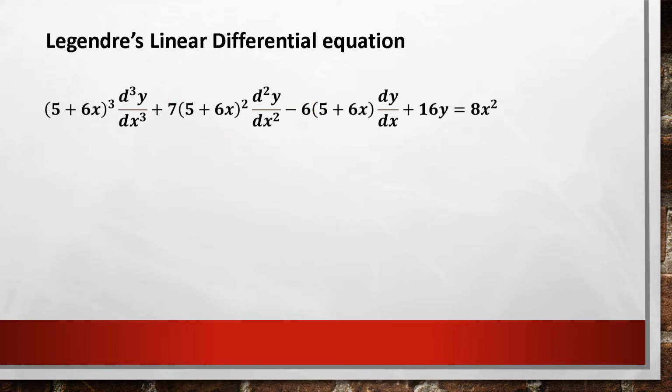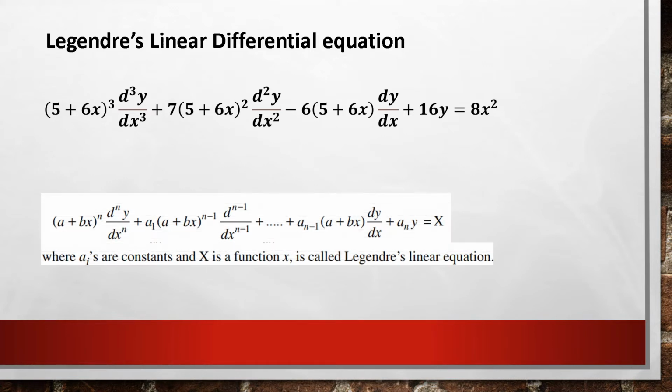So the general form of Legendre's linear differential equation is this. Here, what is the factor? We have a plus bx. And this factor has the same power as the order of the derivatives. And a1, a_n minus 1, a_n, all these are constants. And this capital X is what? This capital X is a function of the independent variable, and that variable is x. So capital X is a function of small x only.